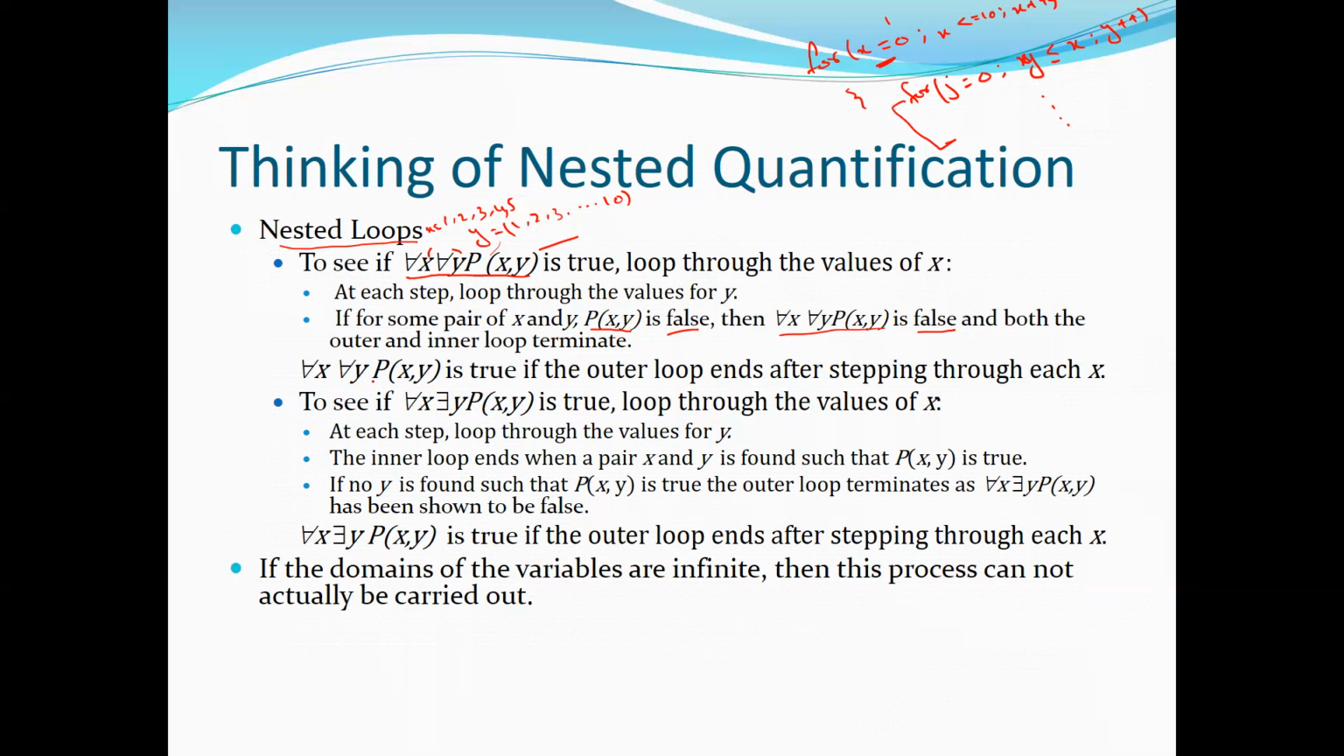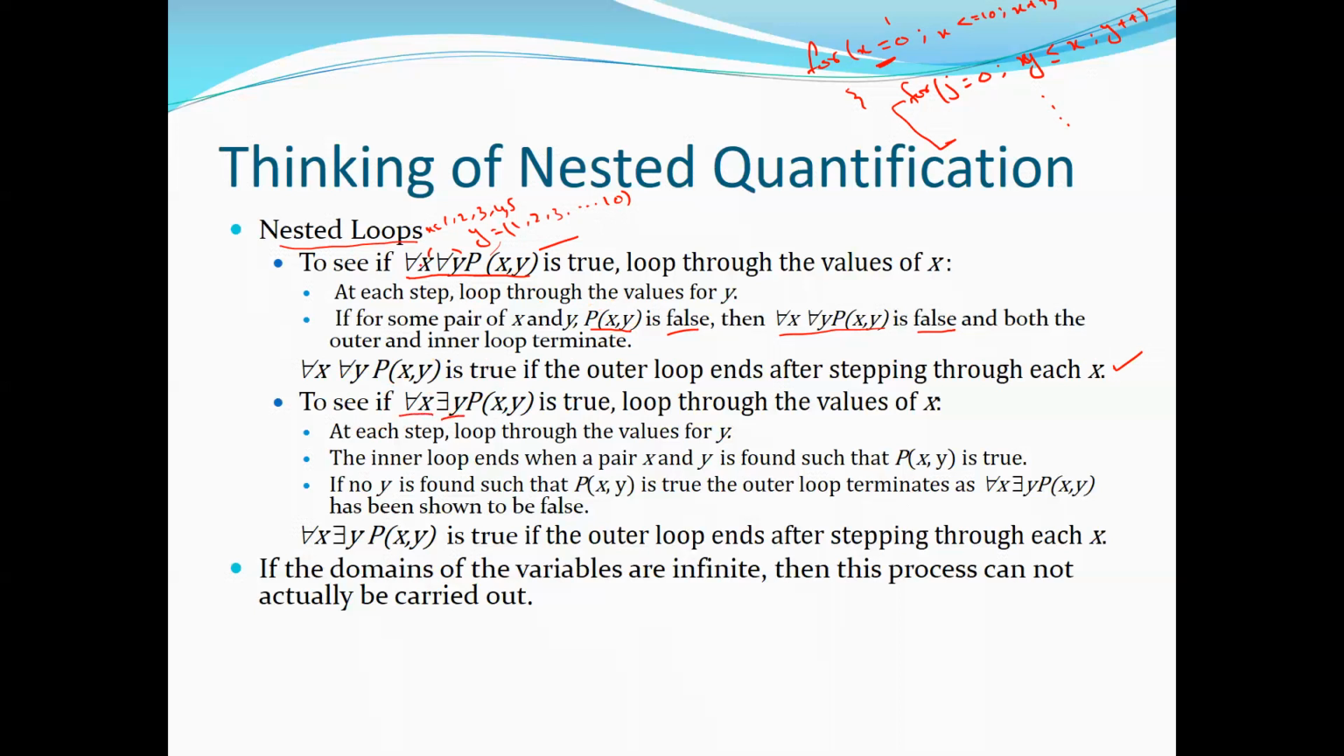So for all x, for all y, P of x comma y is true if the outer loop ends after stepping through each x. If the loop ends normally, passing all the values of x and all the values of y, that means there is no pair for which P of x and y is false. So the quantification value is true. Now let's see one more example: for all x there exists some y.